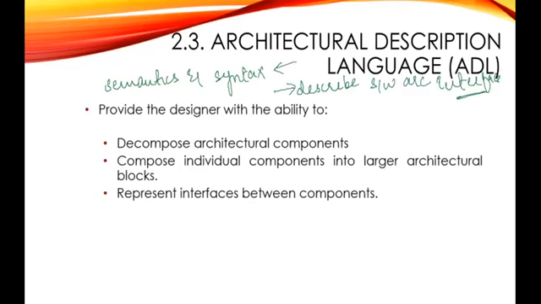Now this ADL, this architecture descriptive language, is going to provide the designer with a few abilities. That ability is to decompose the architectural component. Now you're going to have one architecture, there can be several components here. So you can decompose all these components. Then the next part is compose individual components into larger architectural blocks. Suppose you've got one component, second component, 3, 4 different components are there. You can combine all of these different components and make them into an architecture. So we've got decomposing the architecture, then composing the individual components into a larger architectural block. Then the third point is represent interfaces between components.